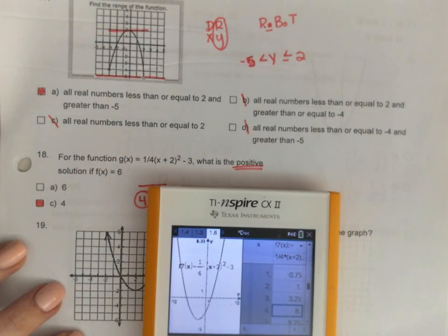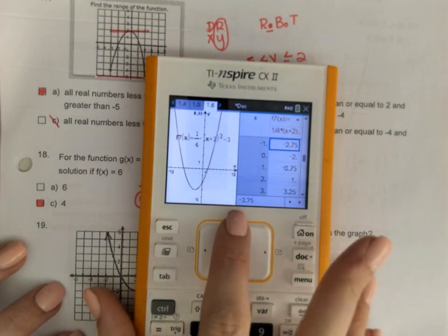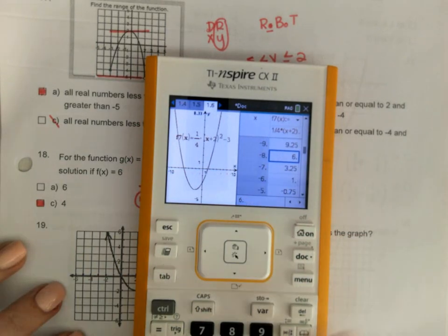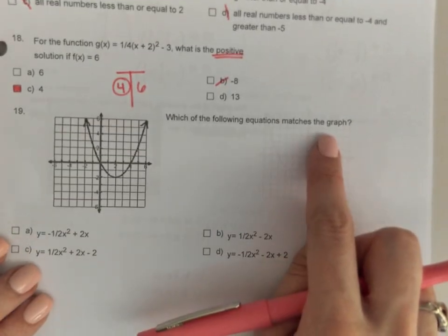Now, the reason why you had to specify the positive is because if I went up into the negatives, it's going to have a pair somewhere. There it is, at -8. Which of the following equations matches the graph?